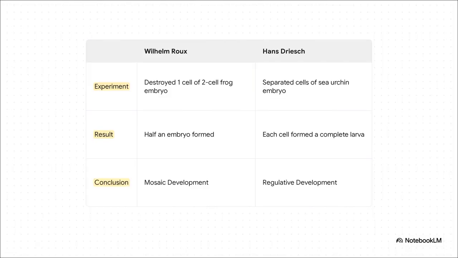But this whole mystery just got deeper thanks to two classic experiments with completely conflicting results. First, Wilhelm Roux destroyed one cell in a two-cell frog embryo, and he only got half an embryo. This suggested that a cell's fate was pre-programmed. He called it mosaic development. But then, Hans Driesch completely separated the cells of a sea urchin embryo, and each one grew into a complete larva. This pointed to the exact opposite, that cells could adjust. So which was it? Fixed or flexible?